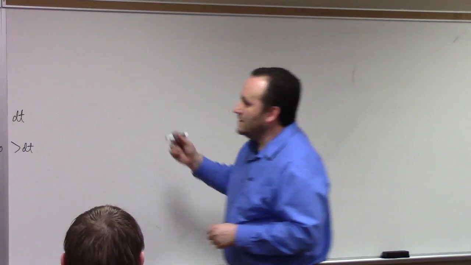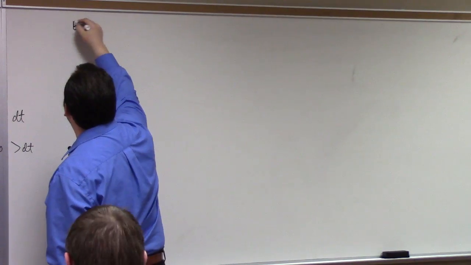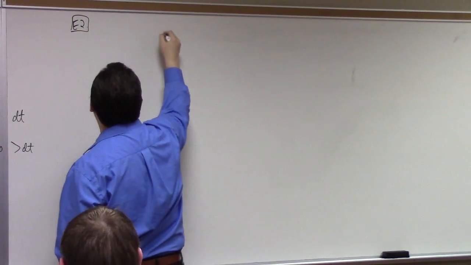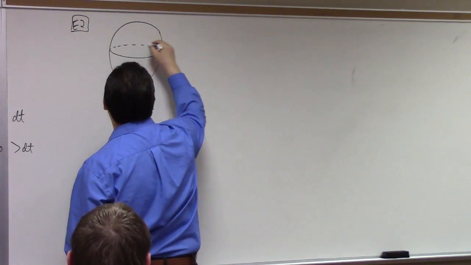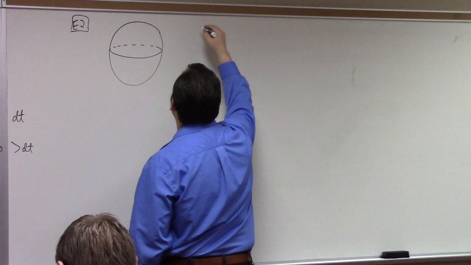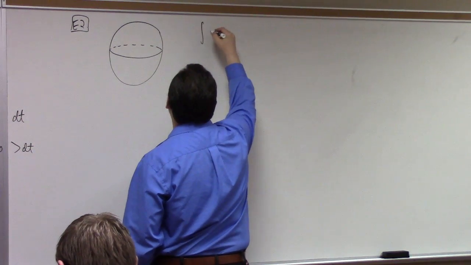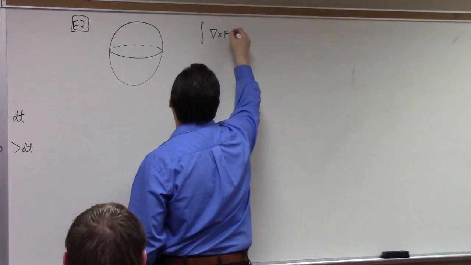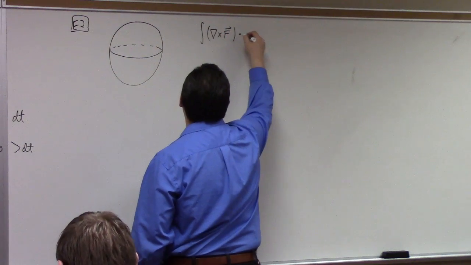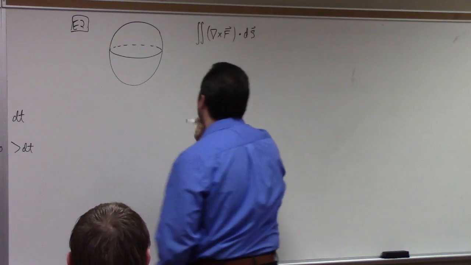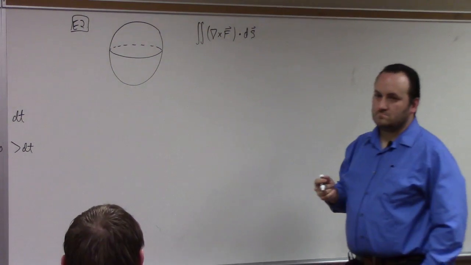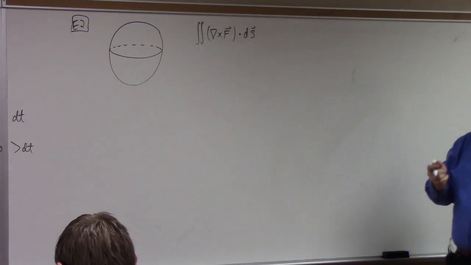Sorry about that. So example 2, suppose you have a closed surface, say a sphere, and you want to calculate the flux of the curl of a vector field through this sphere. What is it?